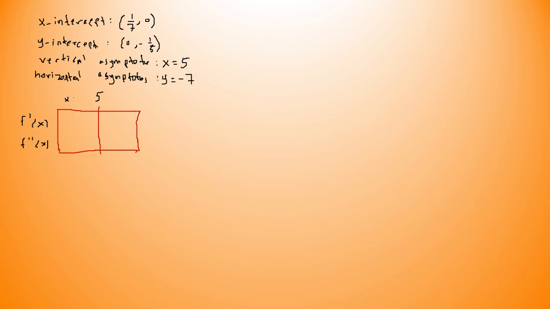So here is x less than 5 and here is x greater than 5. So we will test for x less than 5, for example, 0. Please check that when we substitute x equal to 0 into the first derivative, we get a positive number. It means the function will increase at x less than 5. And then if we substitute x greater than 5, for example, x equal to 6 into the first derivative, we also get a positive value. So the function also increases when x is greater than 5.